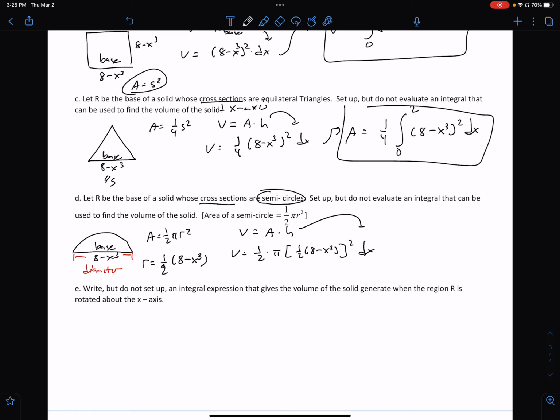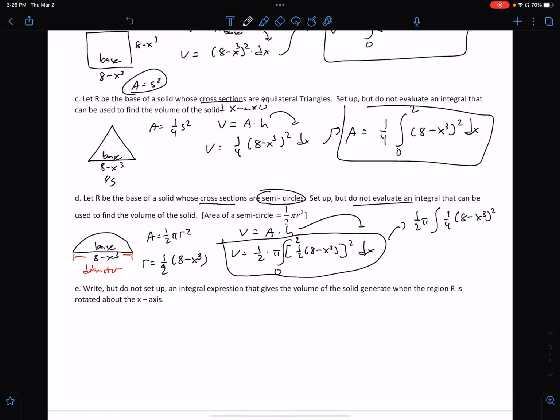dx. Now, we are not evaluating this one, which is nice. So we're just going to write our integral here. So I'm going to put my little integral sign. Whoop, let me not put it there. What I'll do is I will put it here. 1/2 and pi are constant, so I'm going to keep those on the outside. And this is going to go again from 0 to 2. And there's our answer. I can clean this up a lot, 1/2 pi. On the inside, if I distribute, this is just 1/4 8 minus x cubed squared dx from 0 to 2. If I wanted to clean up a little bit, but you don't have to.